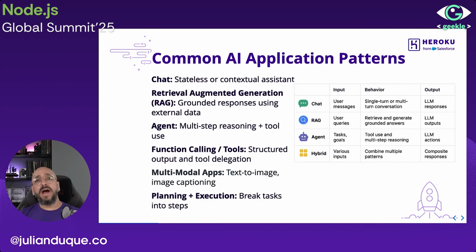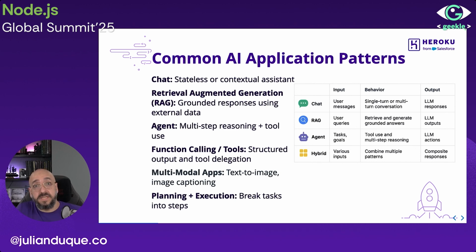Cool. Now let's talk about the typical AI application patterns that we might find. This is just the most common ones. There are many other application patterns, and this is a very fast-evolving ecosystem, so we are seeing more things coming every time. The basic and most common is the chat. This could be stateless, a chat that just receives an input and provides an output, or a contextual assistant. The chat is trained on a specific topic and it can help you with that specific topic. Basically, you communicate with this chat.